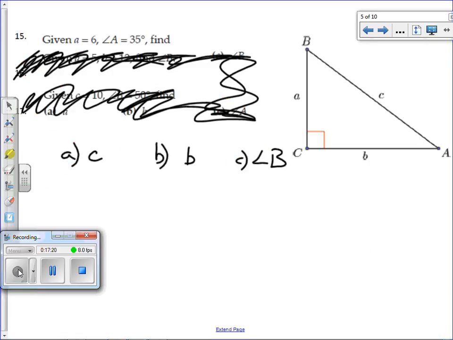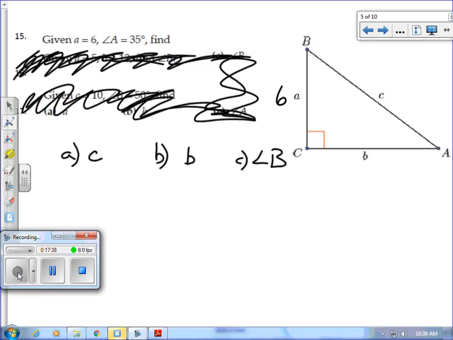So we do number 15. We go ahead and label stuff, and you might want to label it in pencil. All your information may change when you get to the next problem. So C, we don't know. A is 6. Angle A is 35. And first we want to find side C.